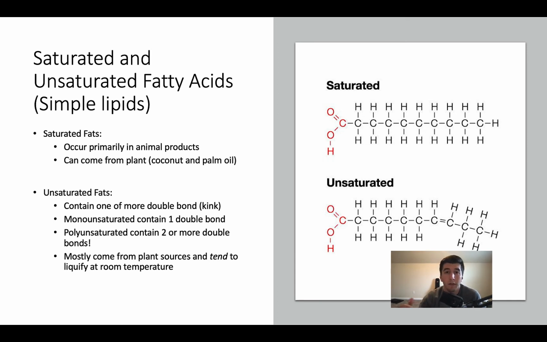So unsaturated fat has double bonds. If it has multiple double bonds, it's polyunsaturated. Anytime it's two or more double bonds, polyunsaturated. One double bond, monounsaturated. Most of these unsaturated fats are going to come from plant sources, whereas most of our saturated fats are going to come from animal products.